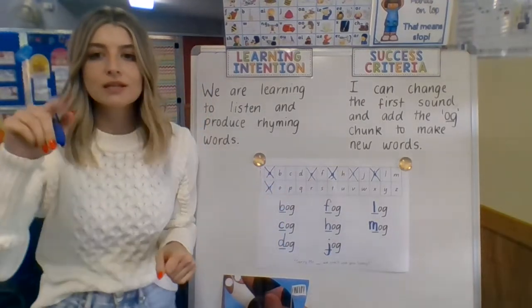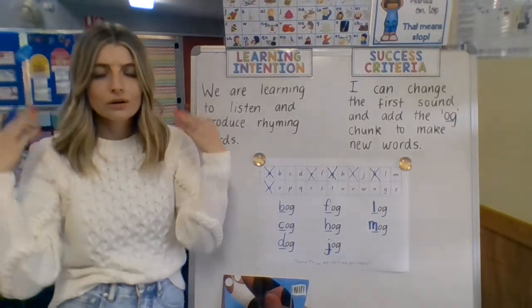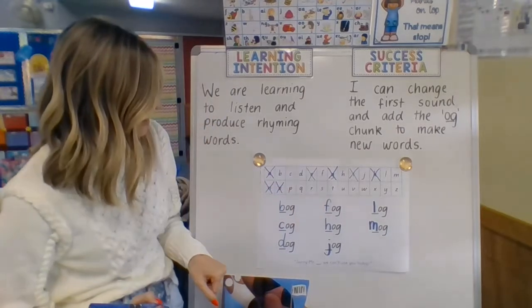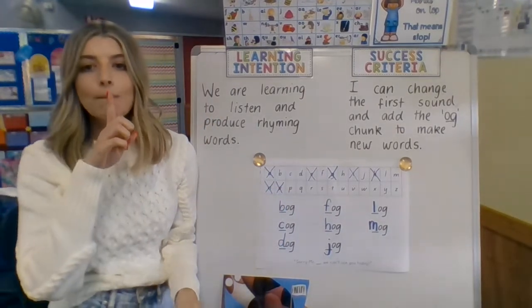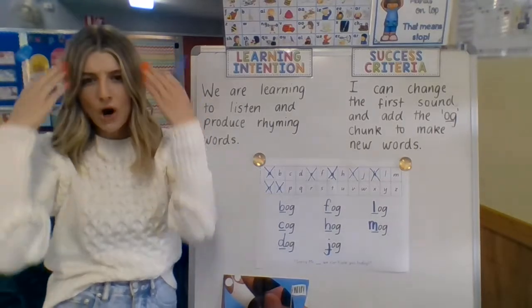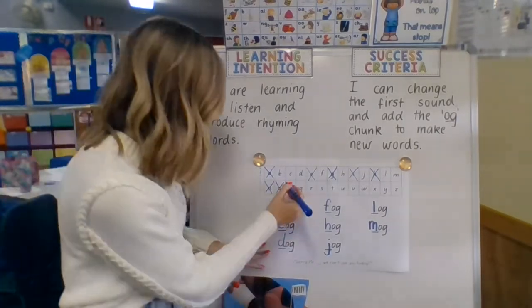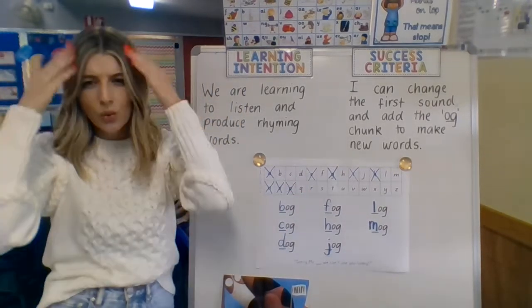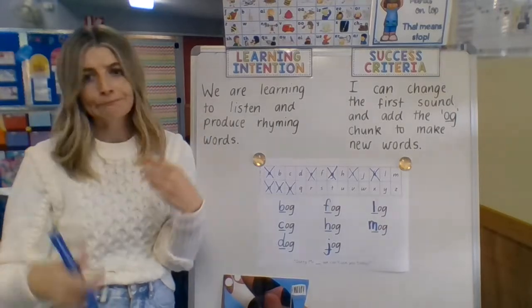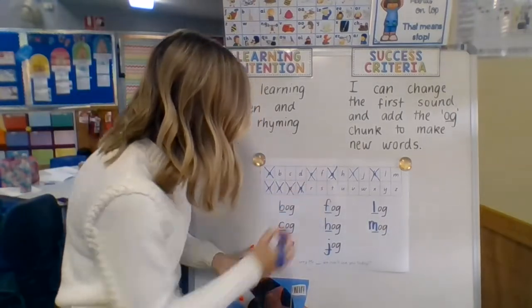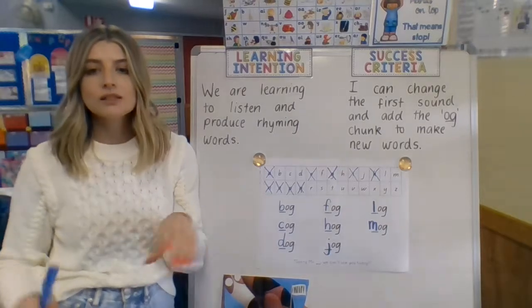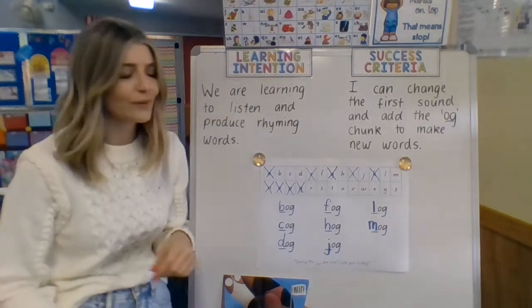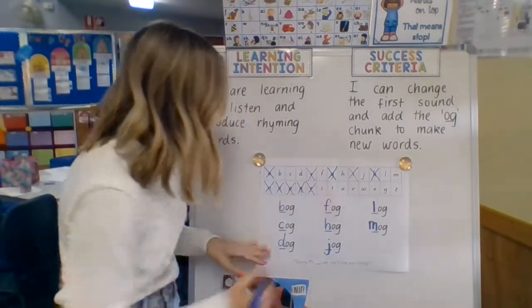Let's go to O. O says og. Og. No, not a word. Sorry, Mr. O. We can't use you today. Let's go to P. P says p. Og. Pog. No, not a real word. Sorry, Mr. P. Okay, let's go to Q. Q says qu. Og. Quog. No, sorry, Mr. Q. We can't use you today. Let's go to R. R says og. Rog. No, not a word. Sorry, Mr. R. We can't use you today.